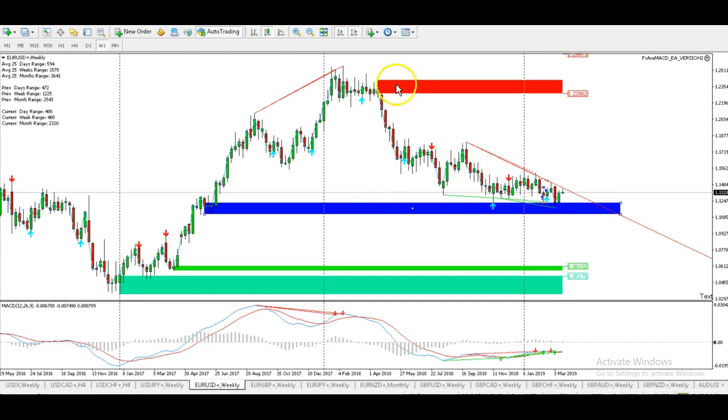So at the minute, good for scalping daytime, up and down between 114 and 112. But today, nothing this week on the higher time frames.